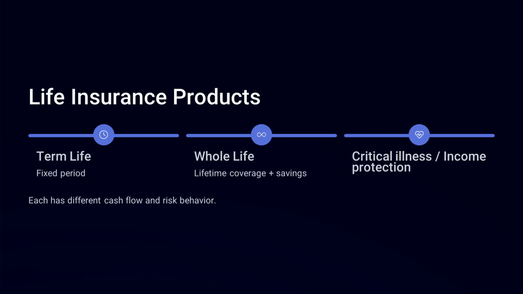How life insurance works. Life insurance is designed to provide financial protection against the death of the insured. There are two primary product types. Term life, which covers the individual for a set period. If they die within that term, a benefit is paid. If not, nothing is paid, and premiums are not refunded.